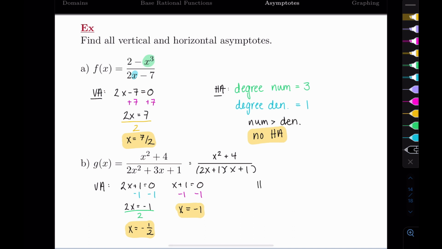Now to do the horizontal, again, we have to compare the degrees. So the degree in the top is 2, the degree in the bottom is 2. These have the same degree.